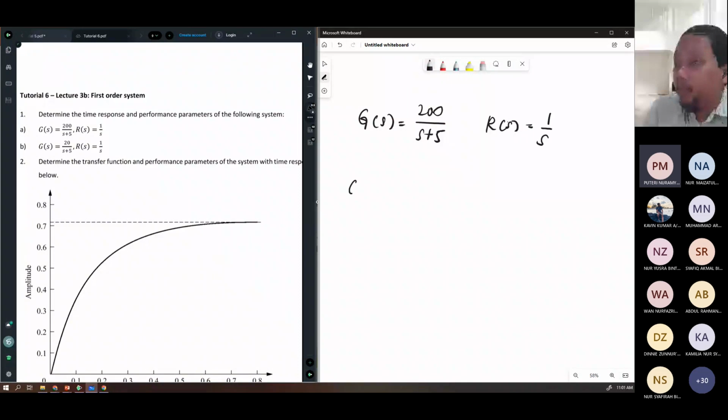We know that the general transfer function is G(s) equals a over s plus a. But our transfer function is 200 over s plus 5, so it is a little different. So let's convert this into the form a over s plus a.